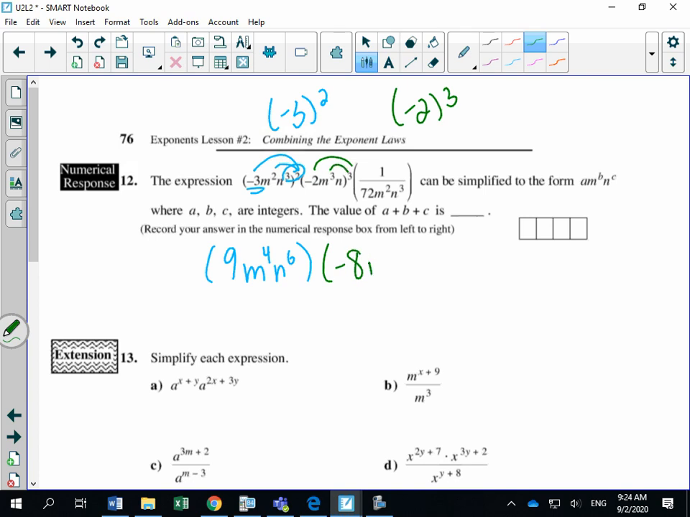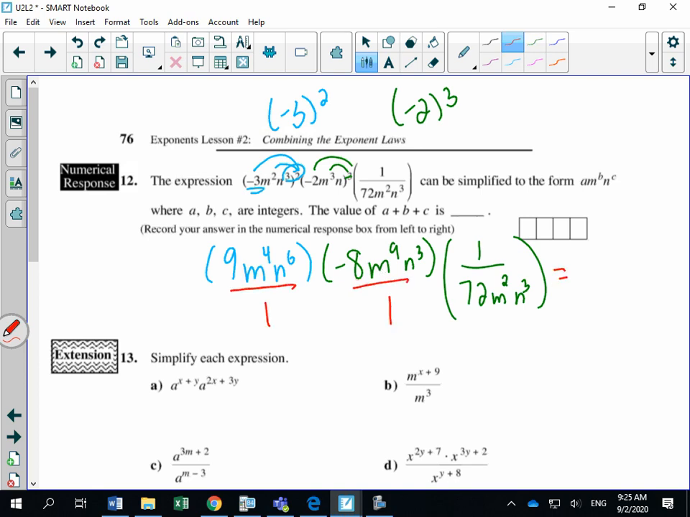Your m's, when you multiply, you're going to get 9 m's, and you're going to get 3 n's when you distribute. Then what we have is 1 over 72 m squared n to the 3. Okay, so this is what we have. Now, sometimes this makes students nervous because this fraction makes them nervous. I could turn these into fractions if I really wanted to. I could just put these over 1.